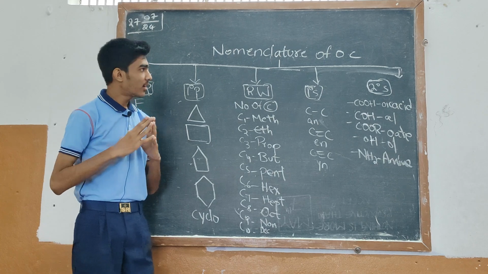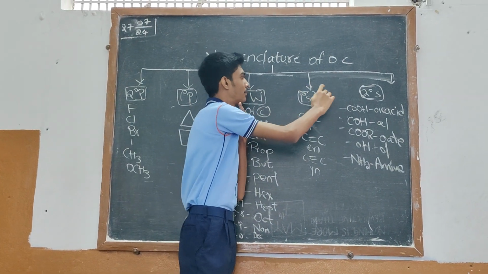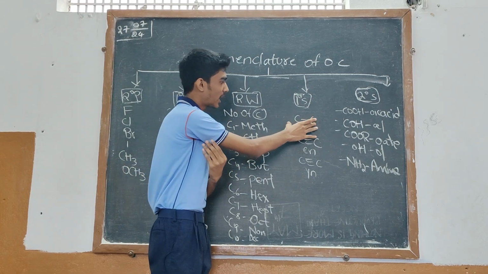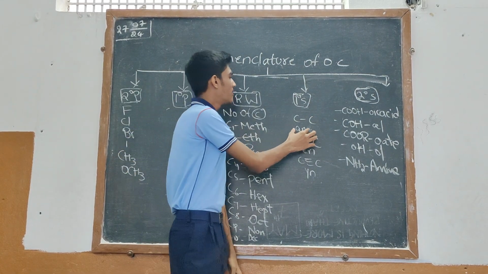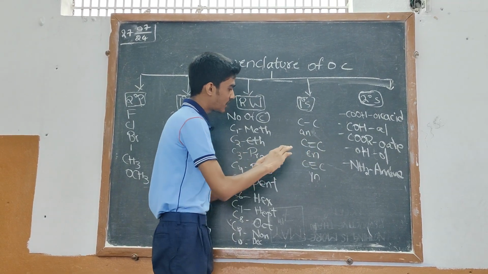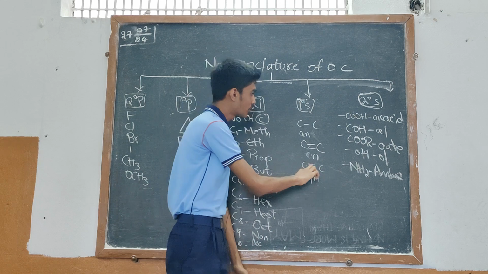Next we'll go to the suffixes. Suffixes are of 2 types. Number 1 is the primary suffix. For example, if there is a single bond between the carbons in a given organic compound, we'll use "-ane", if there is a double bond, we'll use "-ene", and if there is a triple bond, we'll use "-yne".